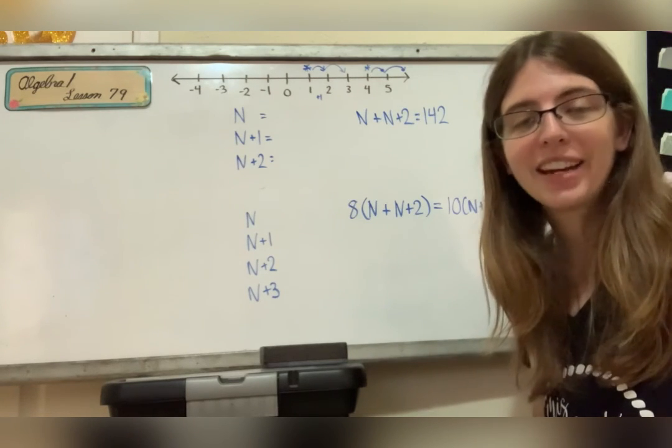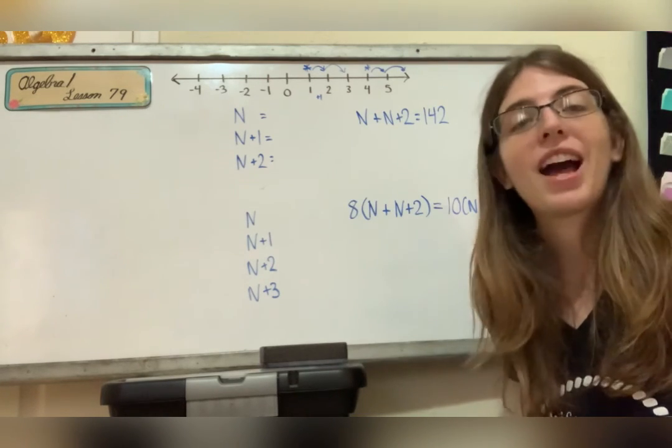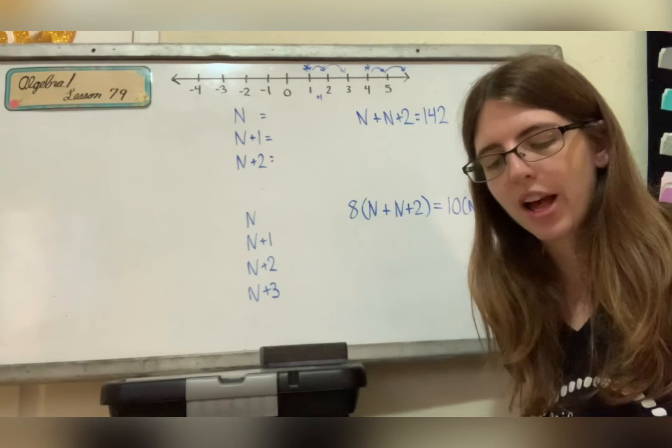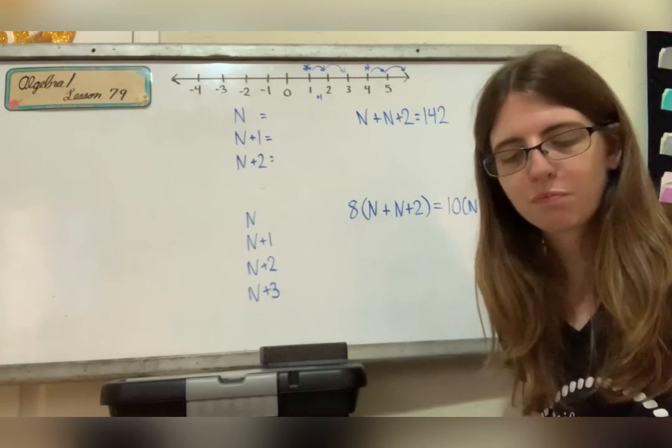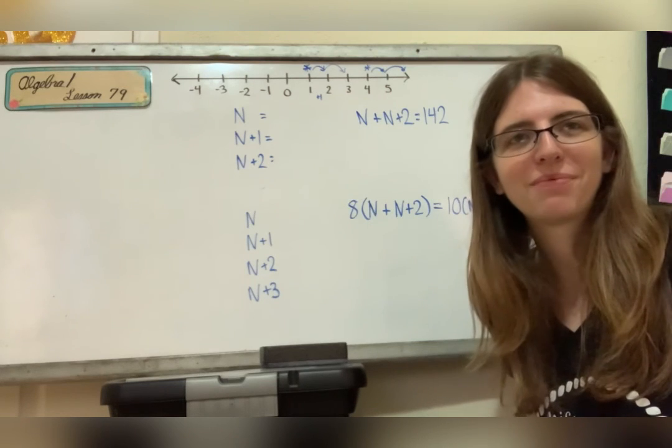Okay, you should be back now. If you have not paused your video, please pause. For letter A, you should have gotten 70, 71, and 72. For letter B, you should have gotten 9, 10, 11, and 12.